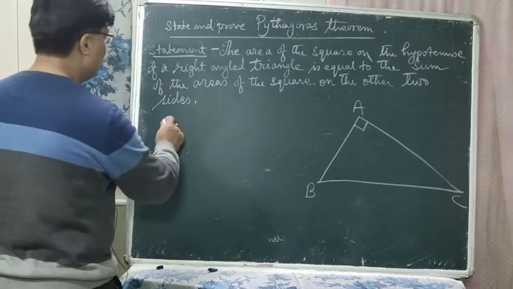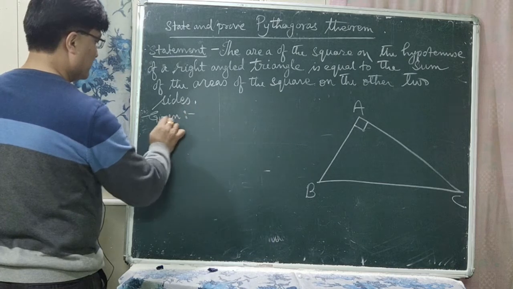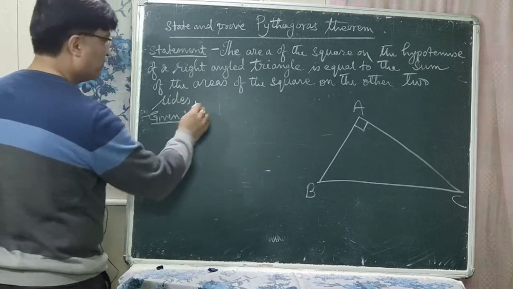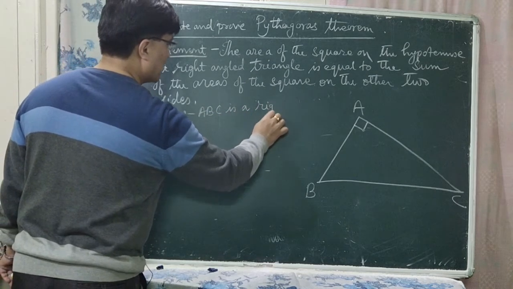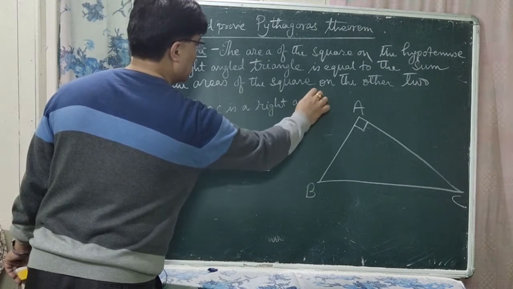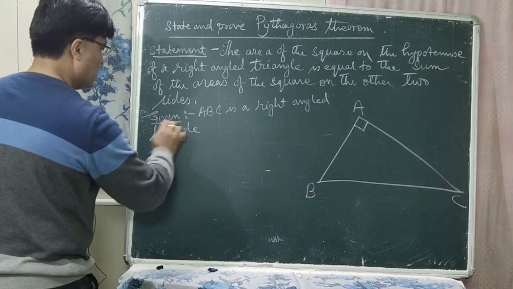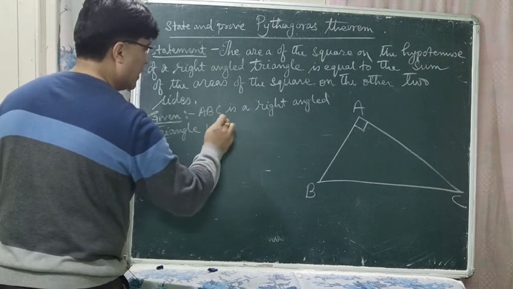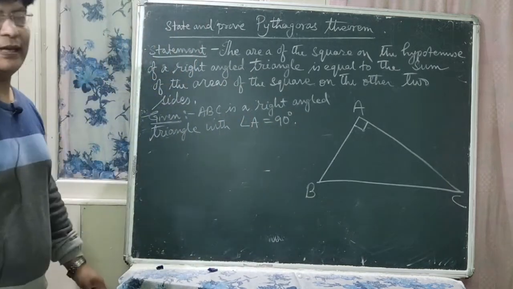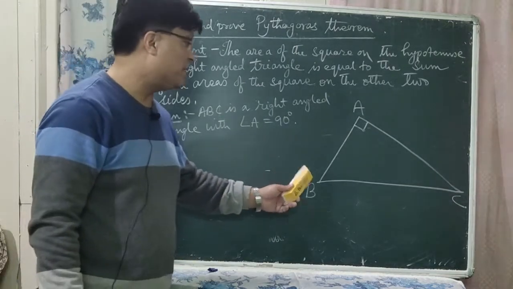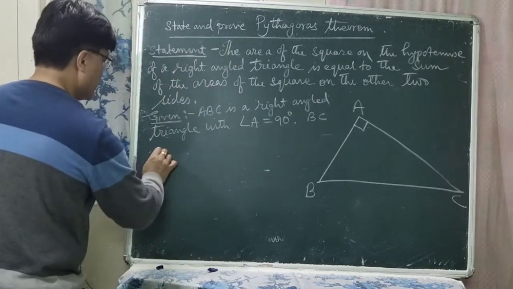So here given is, what is given here? ABC is a right angled triangle with angle A equal to 90 degree. That means here BC is the hypotenuse.